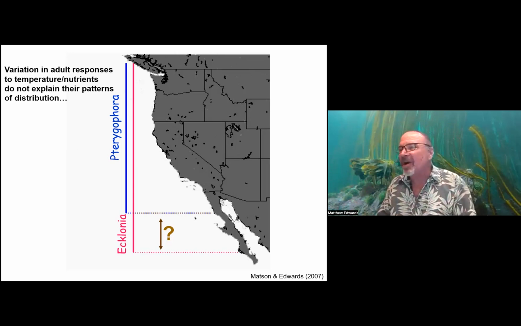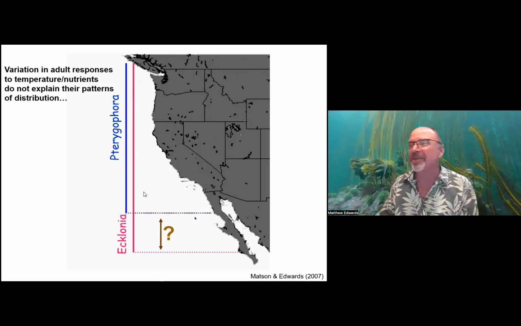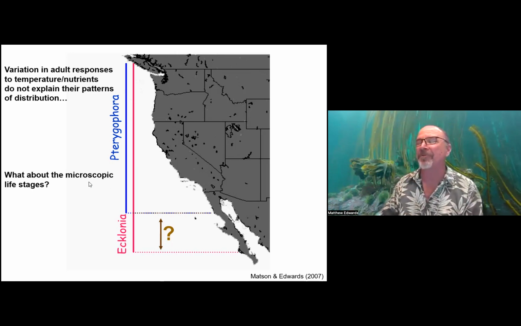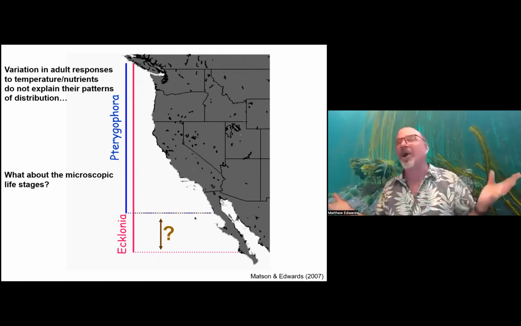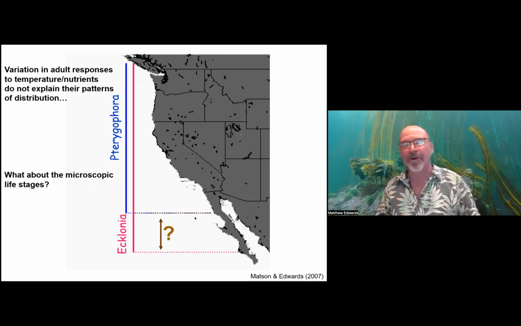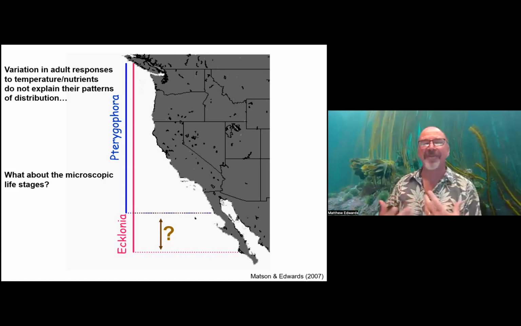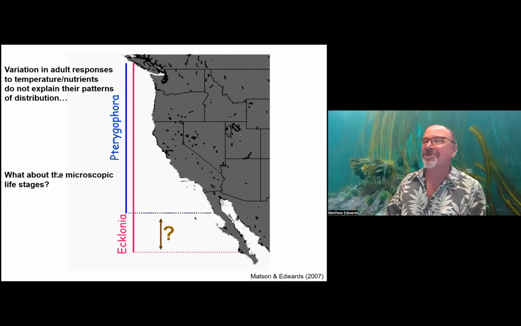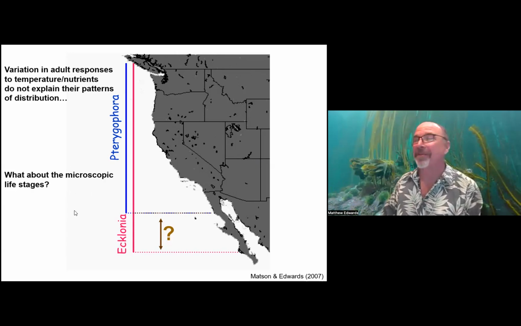The Pterygophora, when it got warm in warm places, its nutrients didn't drop in the tissues. And there wasn't a big difference between the species. We didn't believe that this was due to adults. We were curious about, well, what about the microscopic stages, right? American lobsters on the East Coast, the adults can survive in our waters, and here the larvae can't. So we know that the larvae are often the sensitive ones. So what about the microscopic stages? Maybe they are what are limiting here.